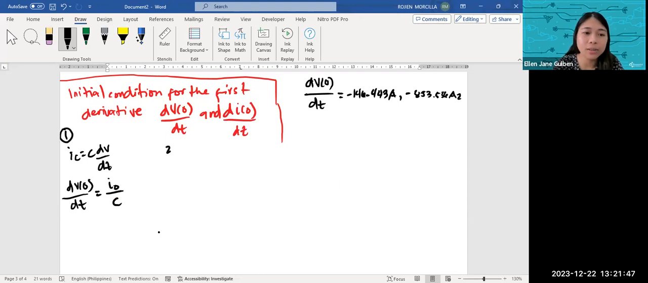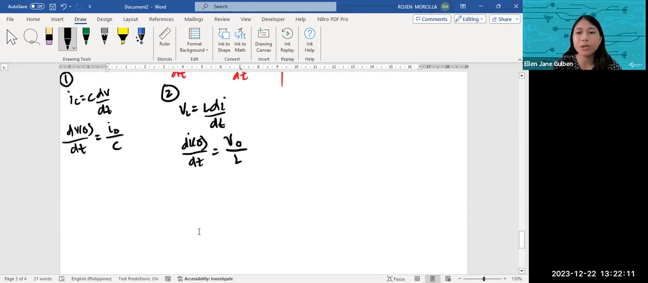Another one, number 2, is we can get it from VL is equal to L di dt, where dio over dt is equal to VO initial condition over L. Okay, that's one.